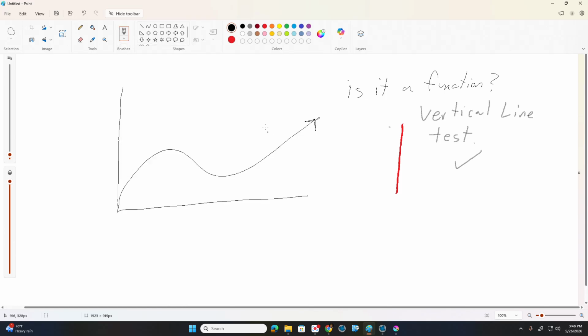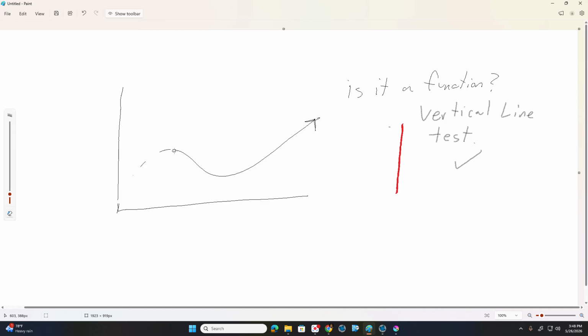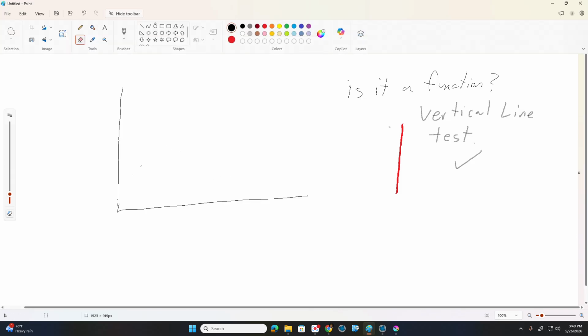So, what about some non-functions, or maybe some different functions? We'll get rid of this one. Can we come up with maybe a different function? Something that is going to be not a function. It's not going to pass the vertical line test.